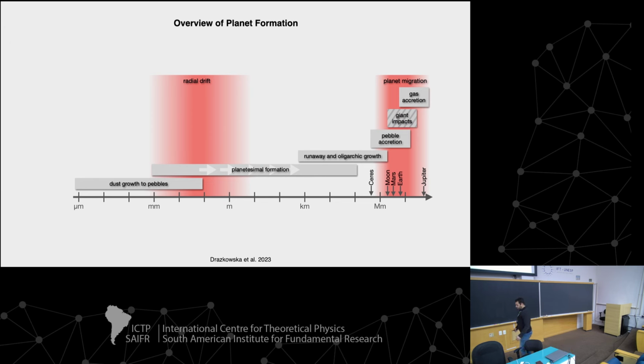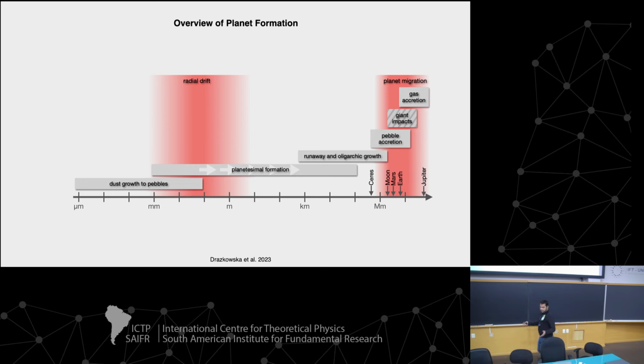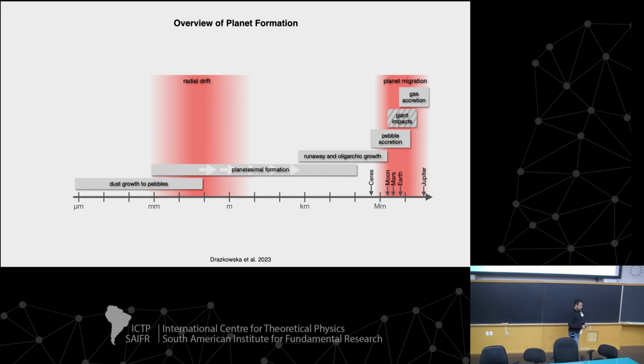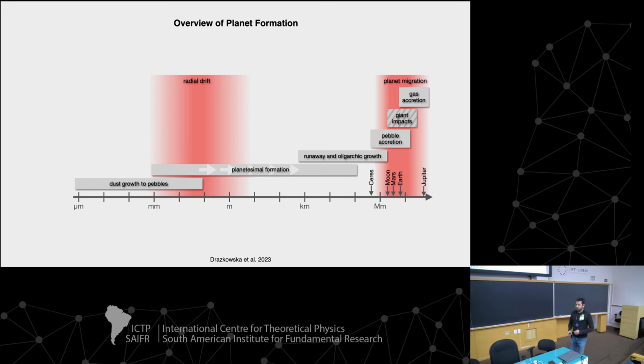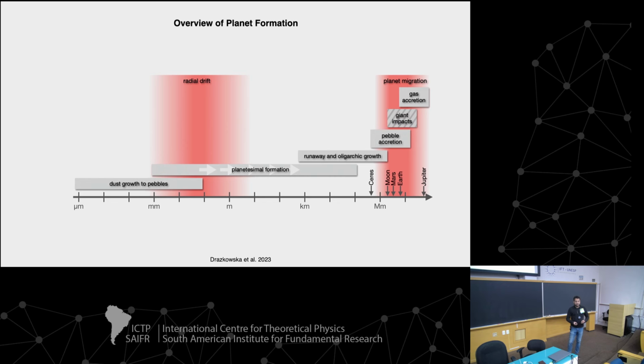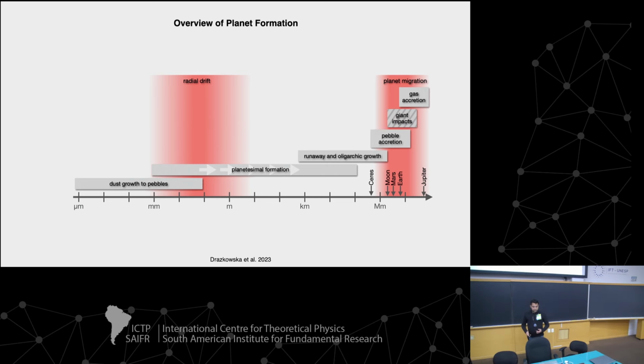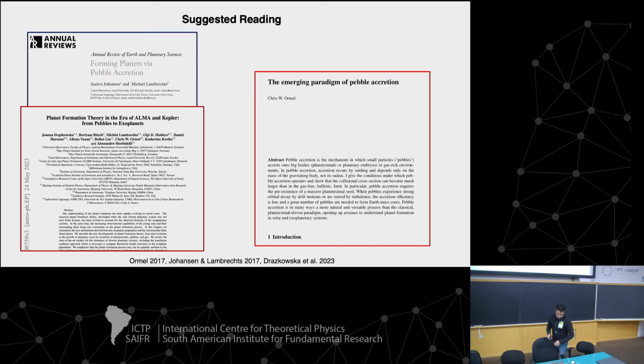Now we are in a disk that has a lot of 10 kilometer, 100 kilometer bodies. These are the planetesimals. Somehow they must keep growing to form the planets that we see. So we are somewhere here then in this region. Today we're going to talk about planetesimal and pebble accretion. Right? So these are two main processes by which the planets grow.